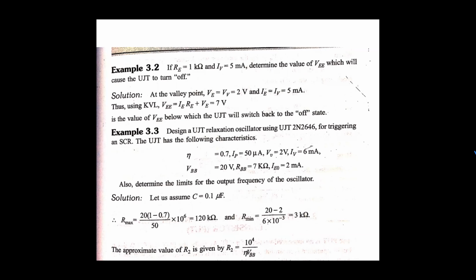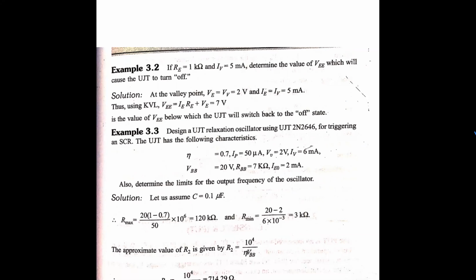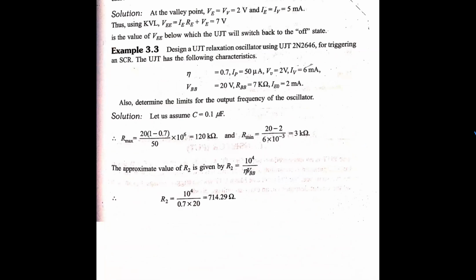For the calculation of R2, we have taken 10 to the power of 4 divided by the intrinsic standoff ratio into VBB. So this value we are going to calculate, and it comes to 714.29 ohms.